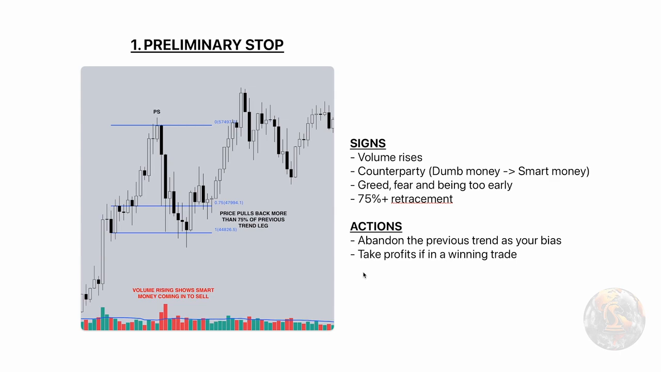So the signs of a preliminary stop: volume will rise more so than it was in the previous trend. It doesn't have to be huge, but as it trended up and you start to go into the PS, you should see a quick rise in volume, especially if it's on the downside. That shows that the trend, which before was moving around uninterrupted, is now seeing a little bit of selling, okay? Above average. You have your counterparty, dumb money, transferring to smart money. And that does it in 3 ways: through greed, fear, and by being too early.